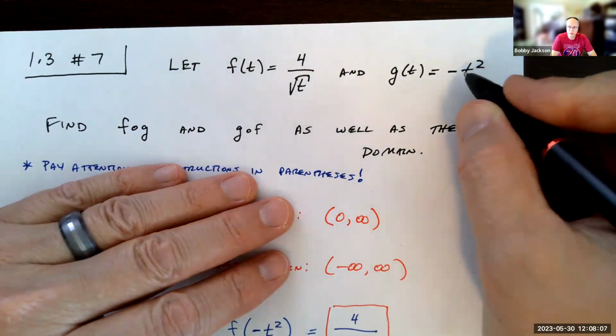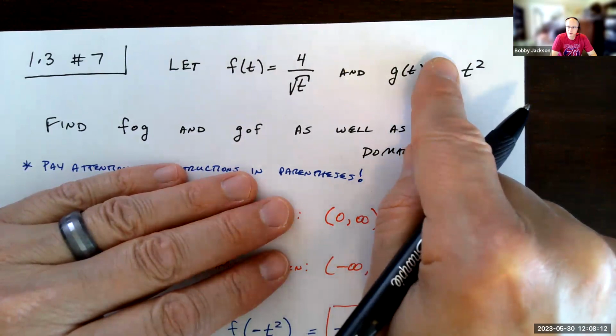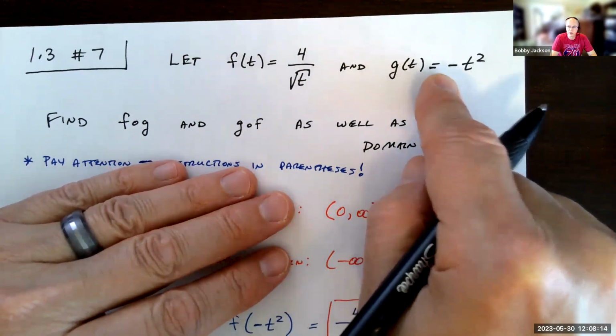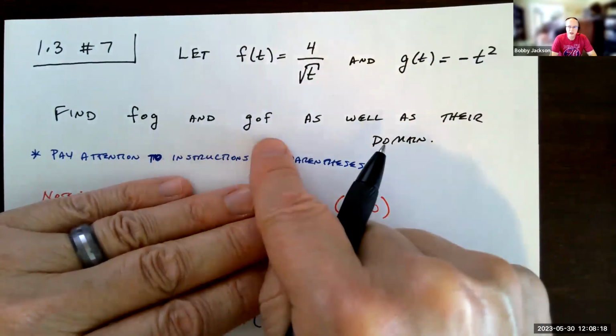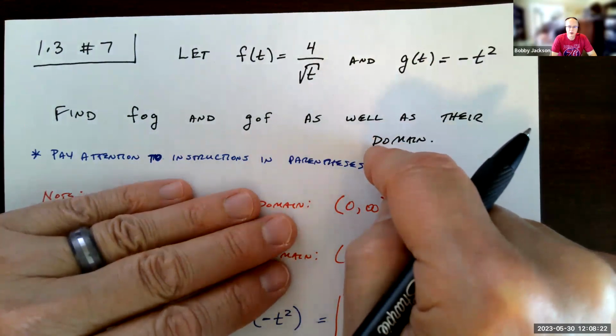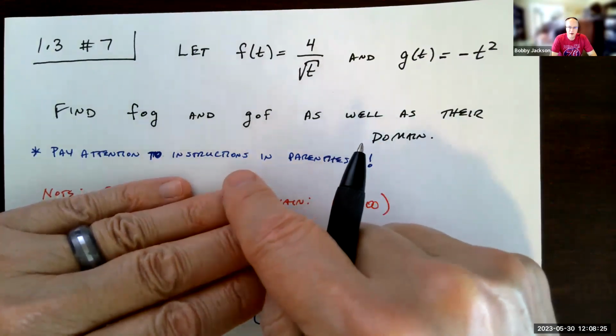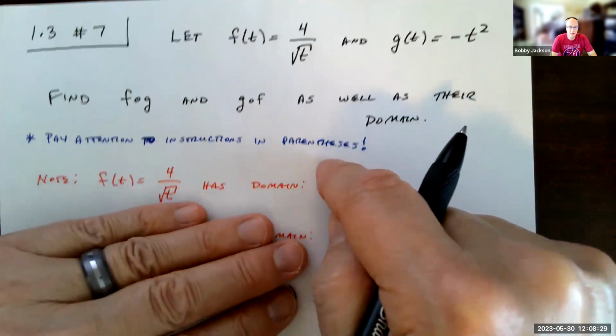Notice exponents happen before multiplying by -1, so you really have to square t first and then multiply by -1 here. So make sure you understand what that means. We're going to find f circle g and g circle f, as well as their domain for each of those. Now you want to pay careful attention to the instructions in the parentheses. Okay, and we'll remind you of that here in a minute.